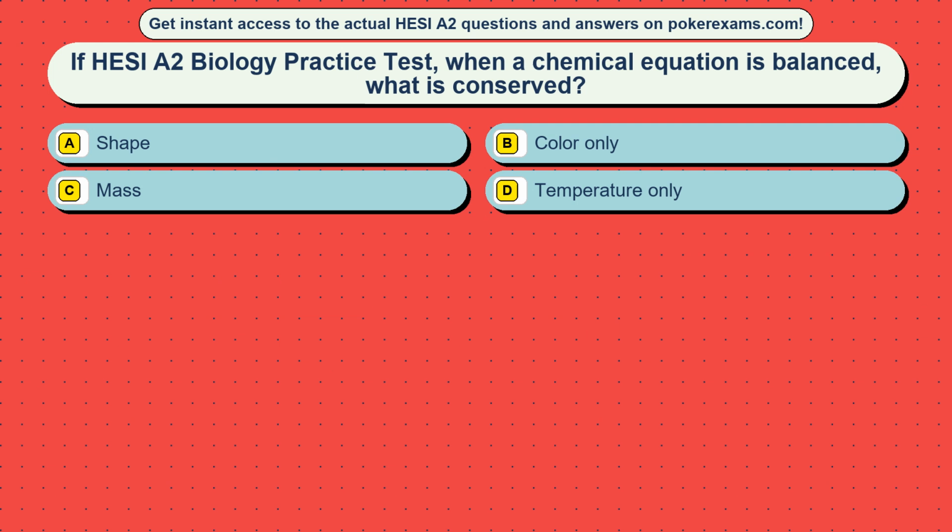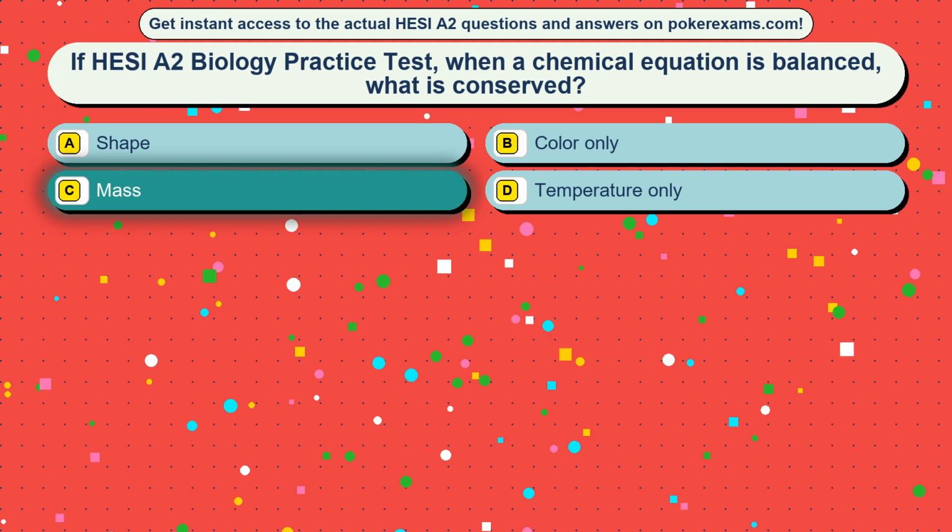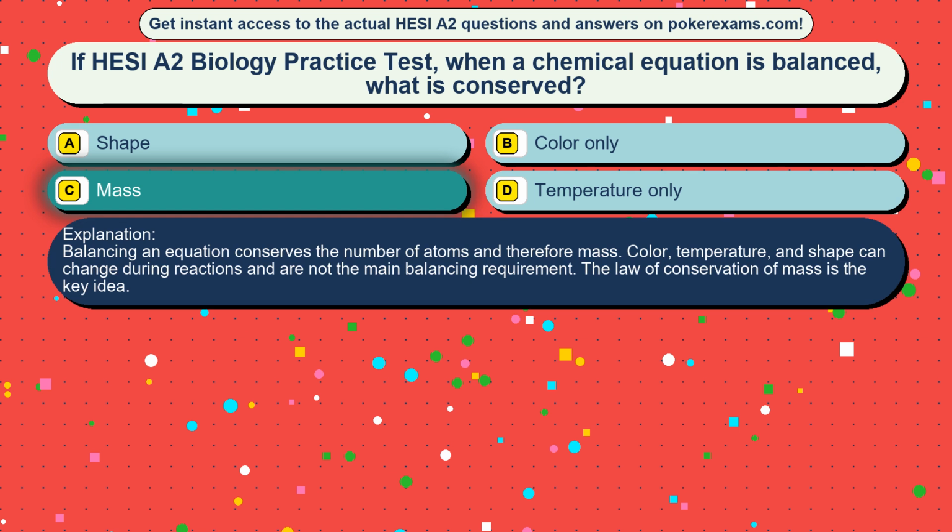Question 40. On the HESI A2 Biology practice test, when a chemical equation is balanced, what is conserved? Option A, shape. Option B, color only. Option C, mass. Option D, temperature only. The correct answer is option C, mass. Balancing an equation conserves the number of atoms and therefore mass. Color, temperature, and shape can change during reactions and are not the main balancing requirement. The law of conservation of mass is the key idea.